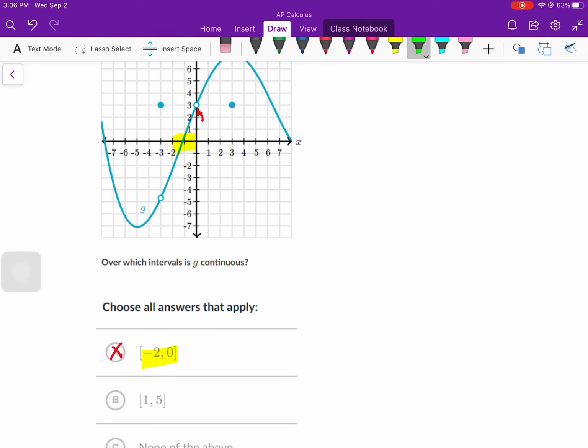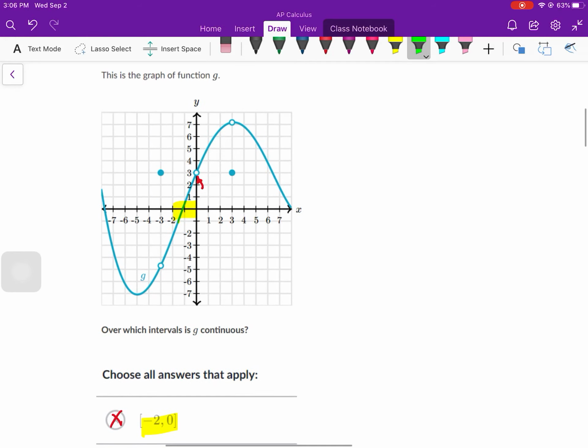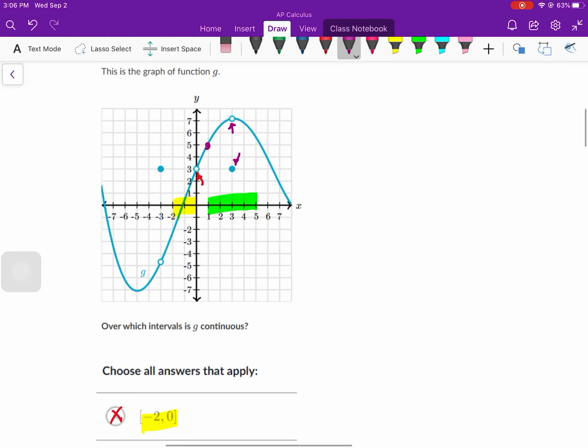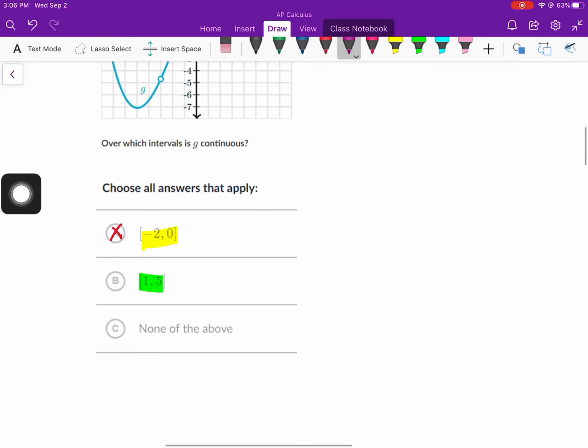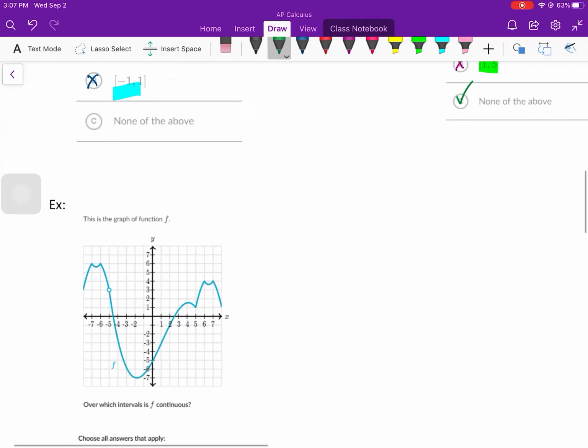Let's look at 1 to 5 though. From 1 to 5, there's an obvious issue right here. See that discontinuity there? Even though the ends are fine, right in the middle it messes up. So that's out as well. We're going to go with none of these.